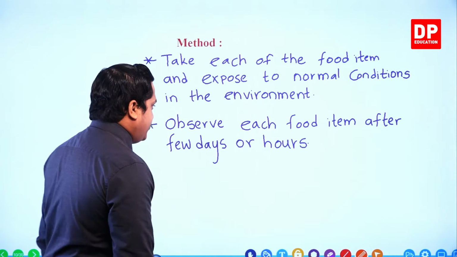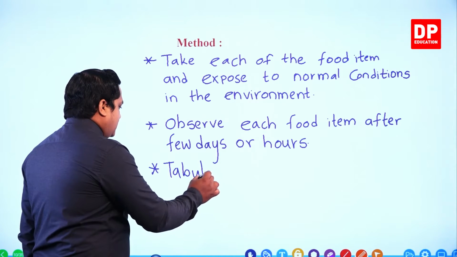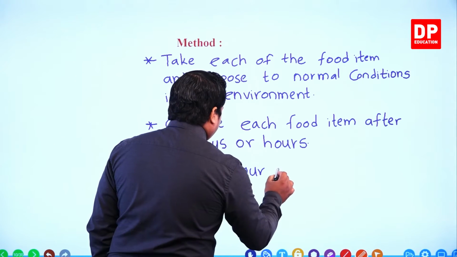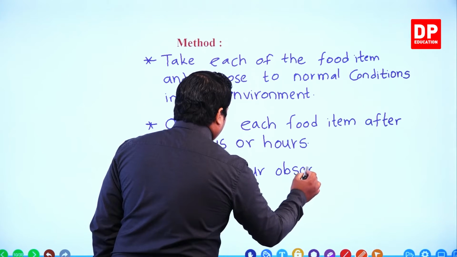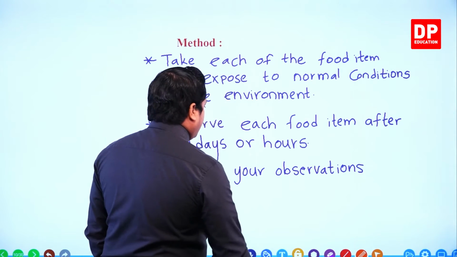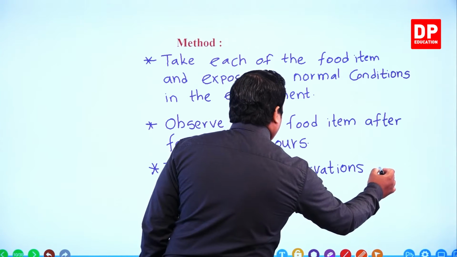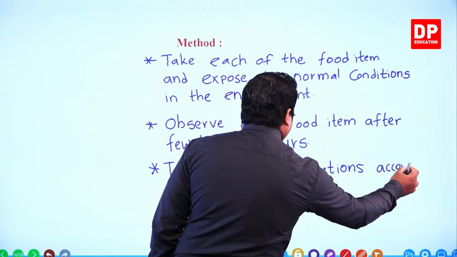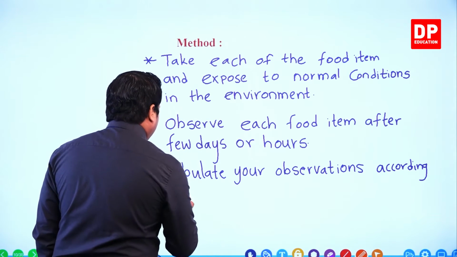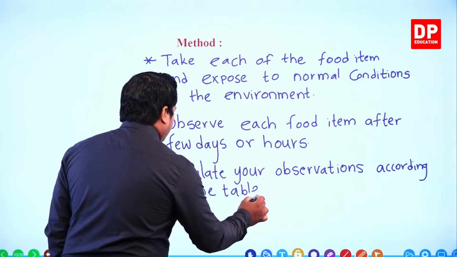The next step is very simple. Tabulate your observations according to the table. So I'll show you the table.